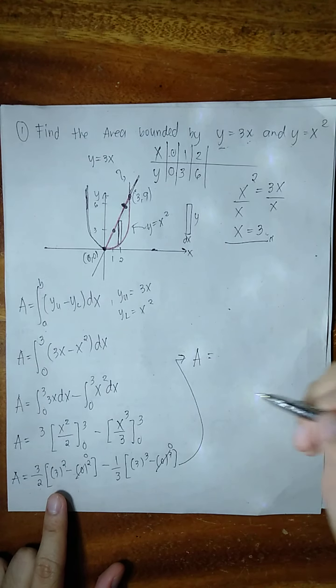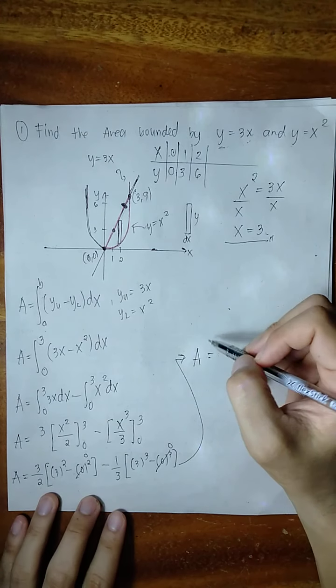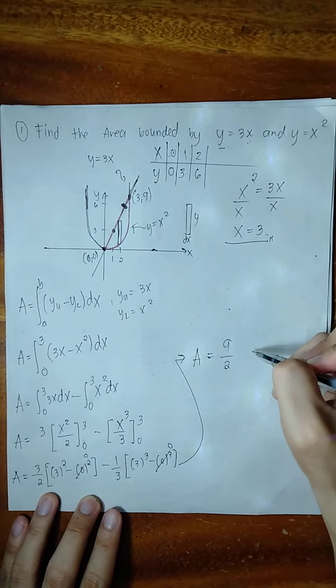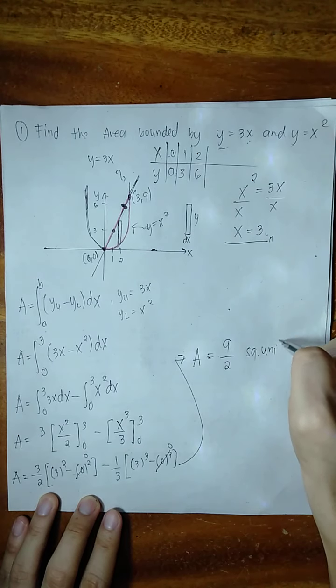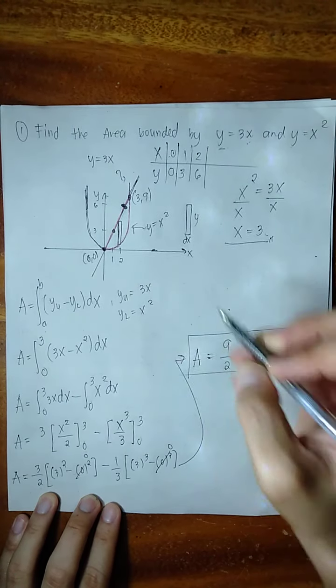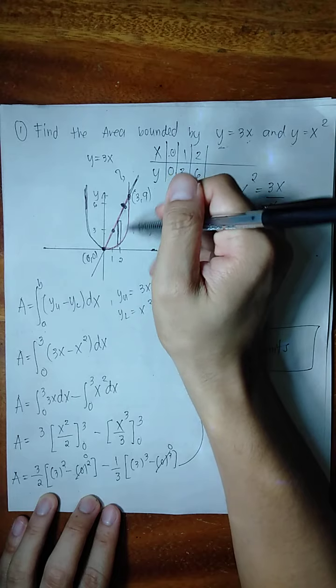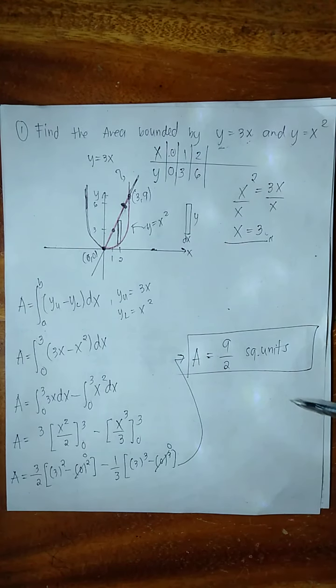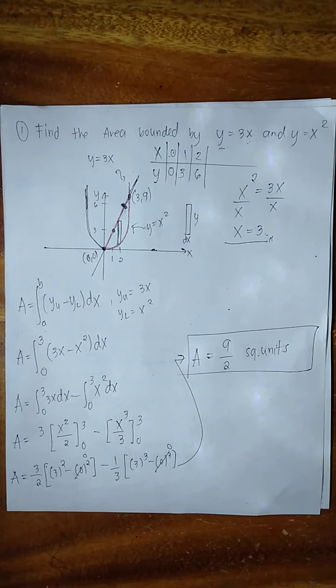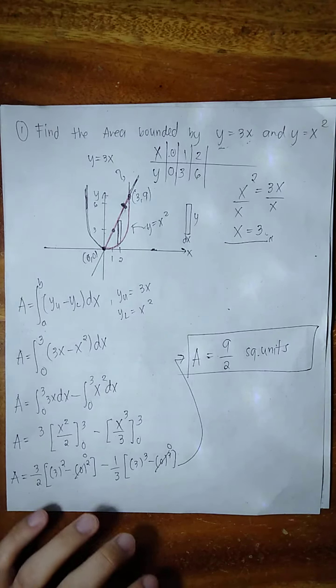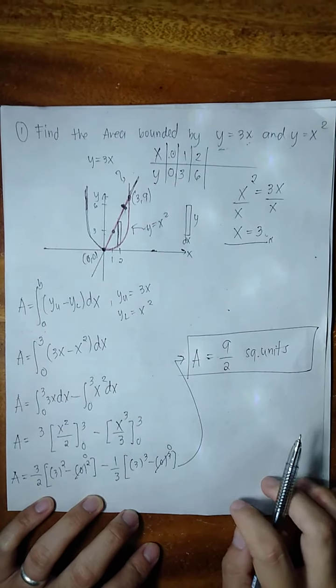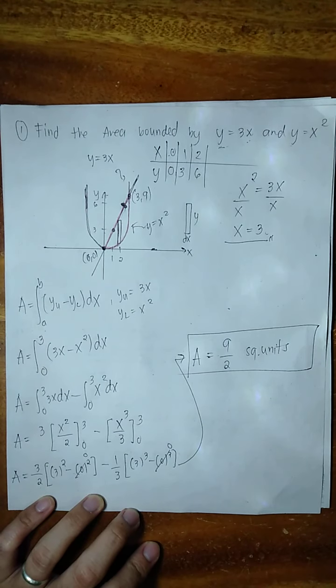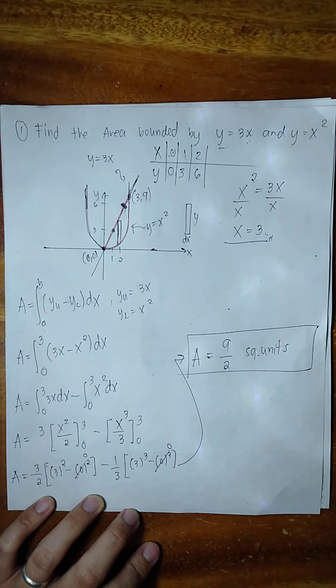So, 3 times 9 over 2 minus 27 over 3 ... calculate nyo na lang, 9 over 2 yan. 9 over 2 square units. Okay? Which means this area has an area of 9 over 2 square units. Or ilan ba yung 9 over 2? 4.5 square units. So, dali lang, di ba? You can use calculators na lang for this one, pero the final answer is 9 over 2 square units.